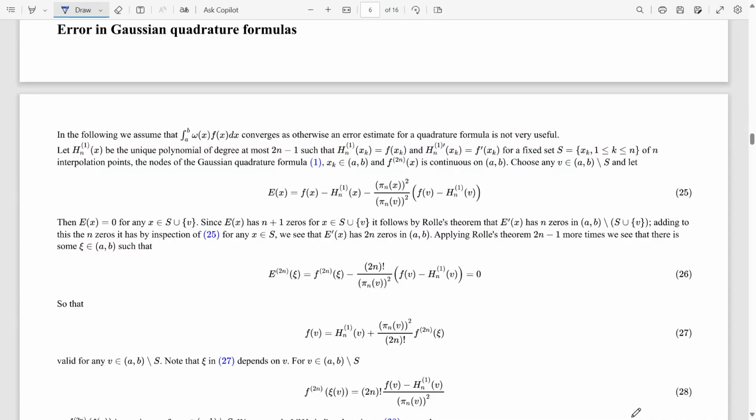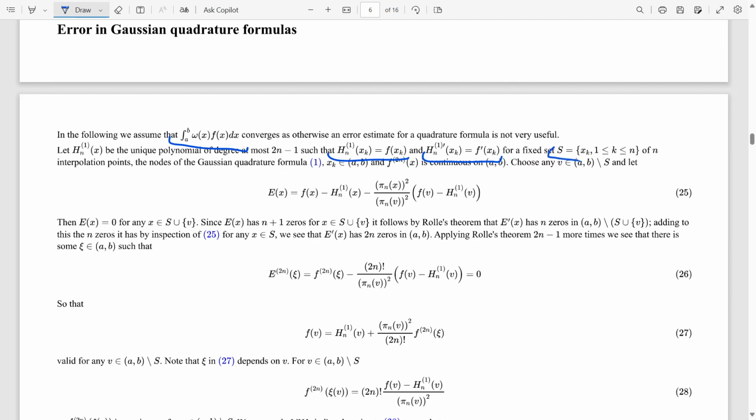There is a well-known formula for the error in Gaussian quadrature formulas, but its proof is a little tricky because of the possibility that the interval of integration is not necessarily bounded, nor are the derivatives of f of x. First, we assume that the integral we're trying to approximate converges. Then we can find a unique polynomial, hn1 of x, whose functional values and first derivatives agree with f of x at all n nodes of the Gaussian quadrature formula.